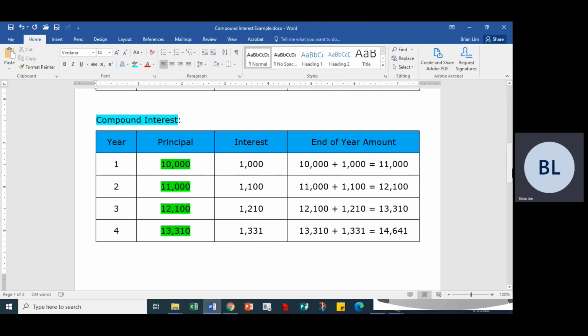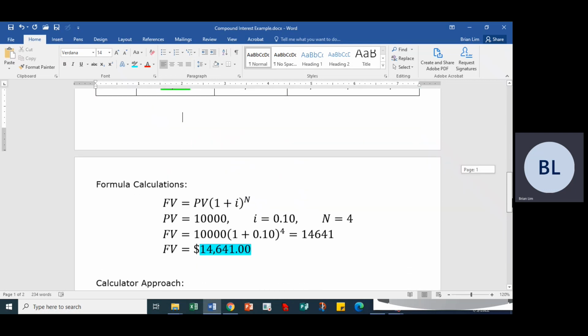Now let's introduce the calculator. Compound interest. Well, there must be better ways of doing it. Well, but first let's do it with a formula. We could have used a formula looking like this. All right, future value, present value, interest rate, and the number of years, or number of compounding periods.